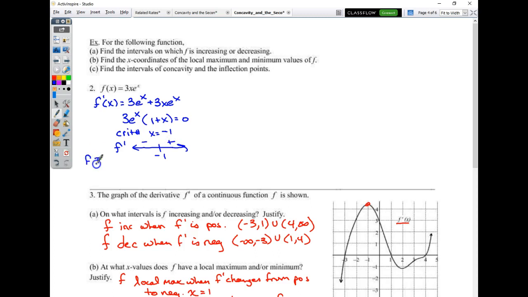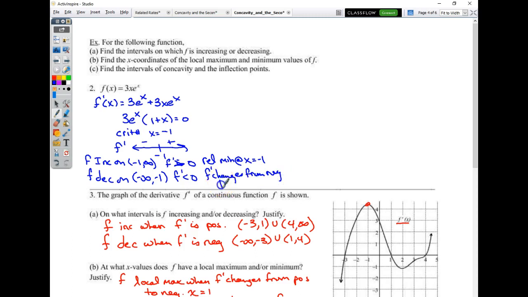So we say f increases on -1 to infinity, since f prime is greater than 0. We say f decreases on -infinity to -1, since f prime is less than 0, and that we have a relative min at x equals -1. F prime changes from negative to positive. Nothing crazy. That's the A and B stuff. That's what we've been practicing the last 3 days.